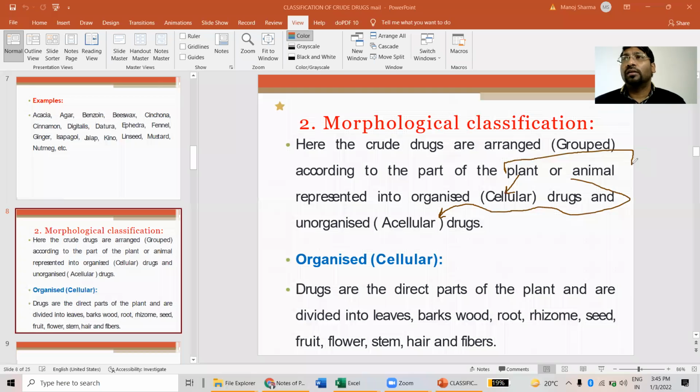For example, leaf. So many cells are present in the leaf, either dried or fresh. Cells will be present; yes, cells can be living or dead on the basis of the freshness of the sample, but definitely cells will be present, right?